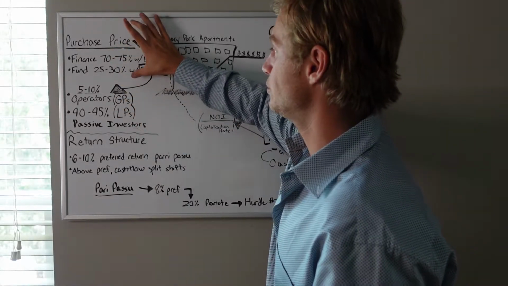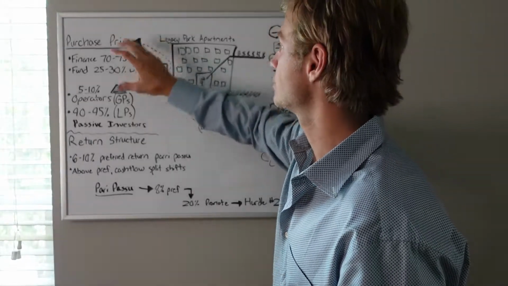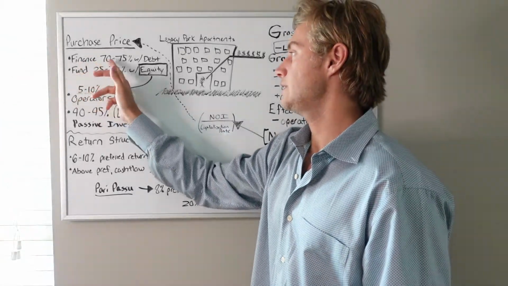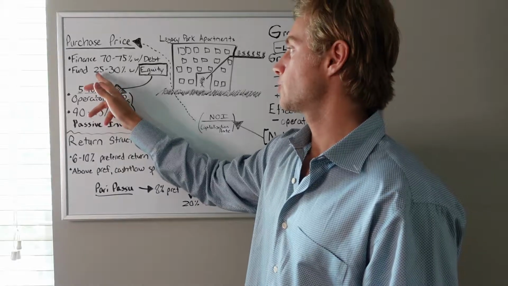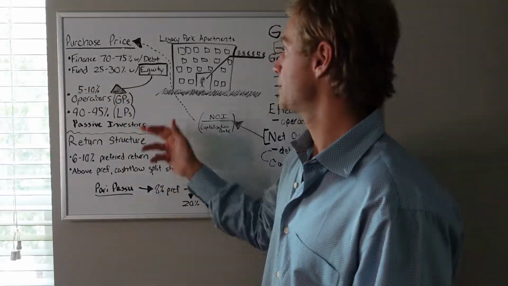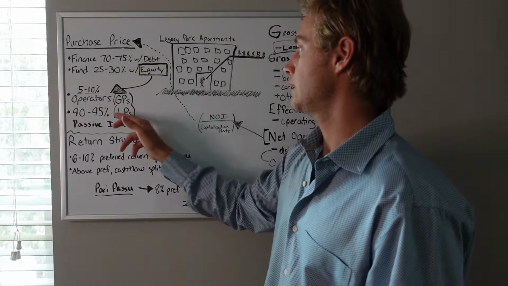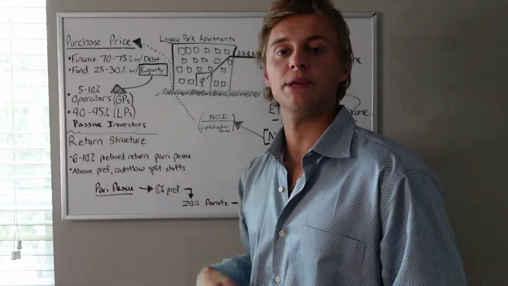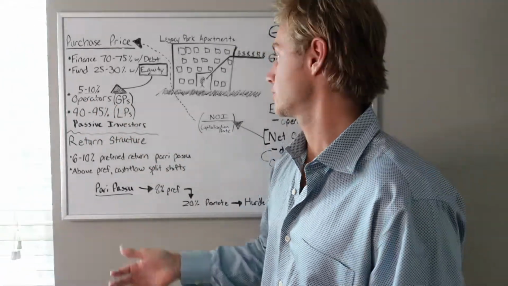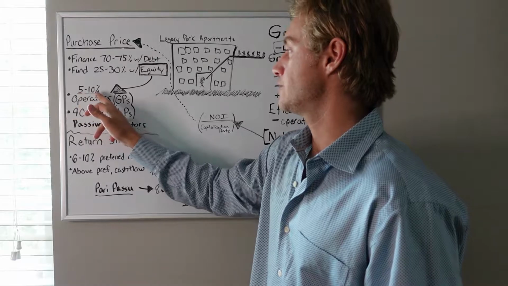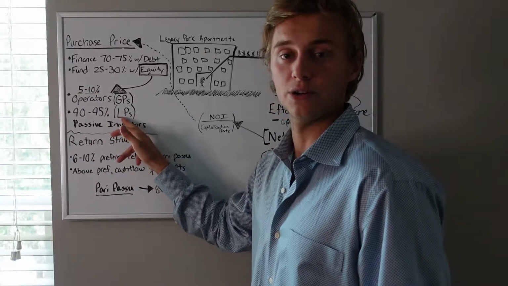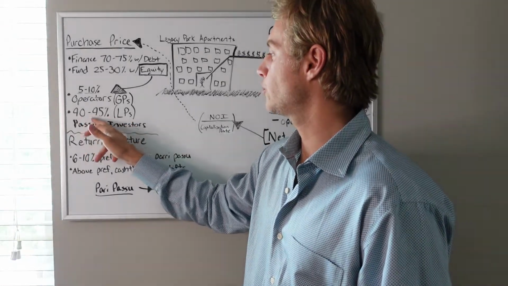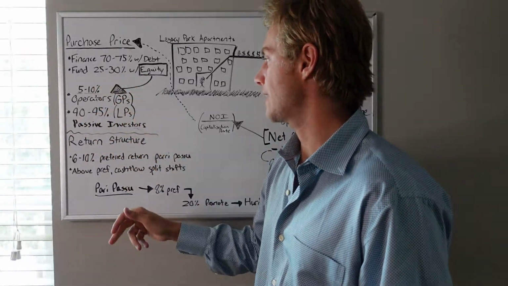Now, in order to fund these acquisitions, we typically get a loan for 70 to 75% of the value, and then we fund the rest, 25 to 30%, with equity. Of the 25 to 30% equity, the operators or general partners, the people running the deal in the operations, usually put in 5 to 10% and co-invest with passive investors who are known as limited partners, who will fund the majority of that 25 to 30% equity.